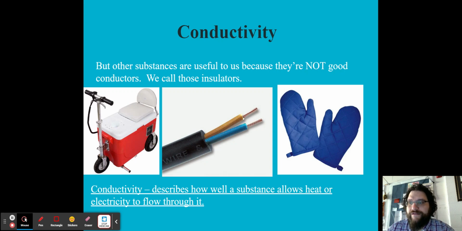So, conductivity, again, is how well a substance allows heat or electricity to flow through it. You, as a person, are a good conductor of electricity, which is why people can easily be electrocuted.